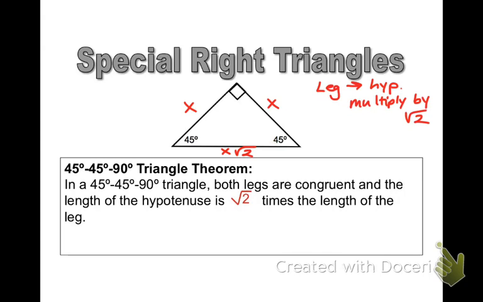What would you do if you had to go from hypotenuse to leg? It will be the opposite of that. Divide, which you guys just did a whole bunch of dividing by the square root of 2, right? That's what we just did for practice. So to go from hypotenuse to leg, you're going to divide by the square root of 2.